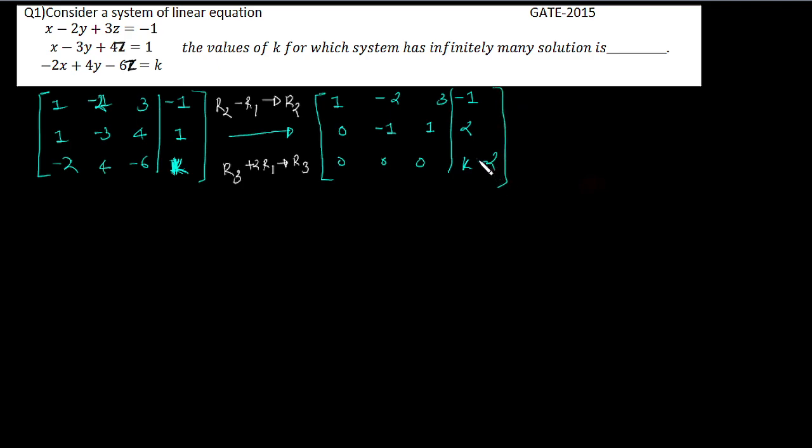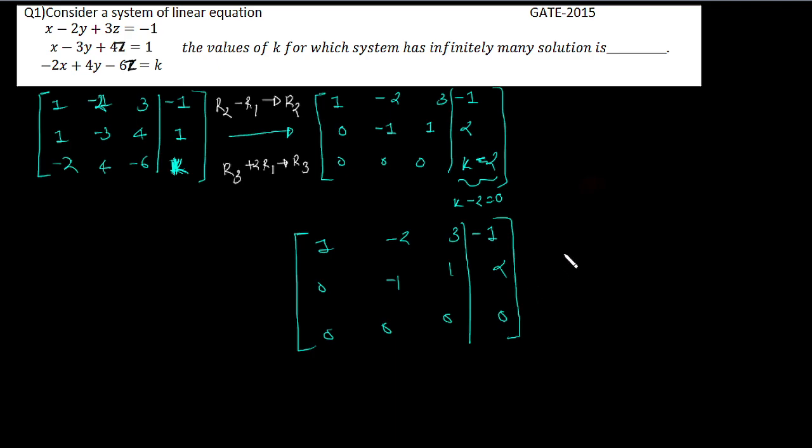Now you can see that if k minus 2 equals 0, then what I am getting is simply 1, minus 2, 3, here minus 1, 0, minus 1, 1, 2, 0, 0, 0, again 0. So now you can see the rank of this matrix is equal to the rank of the whole augmented matrix, considering this last column. It is also the same, which is equal to 2.